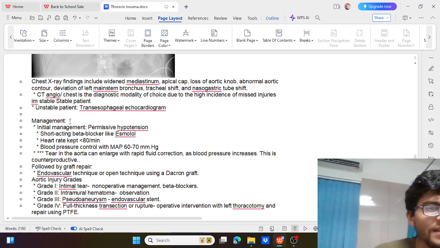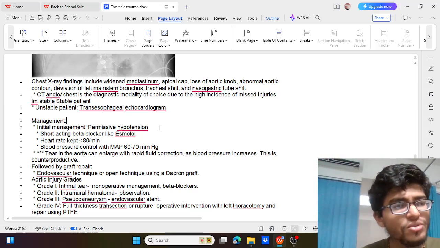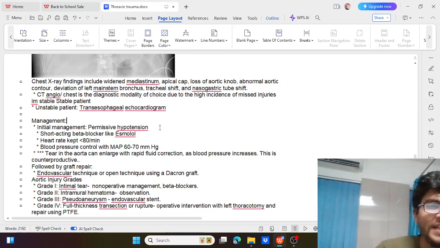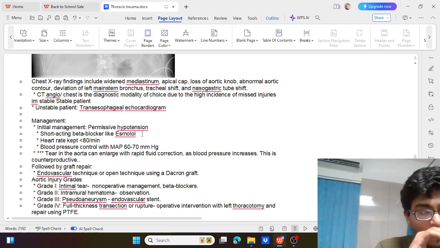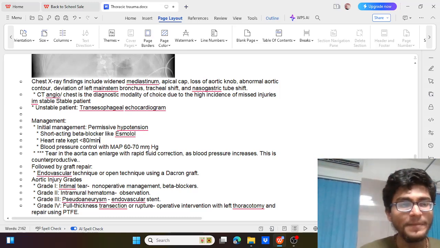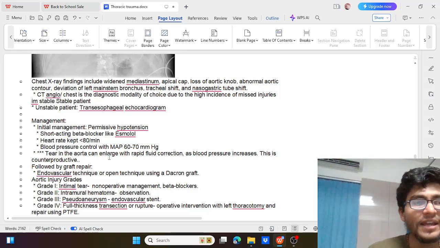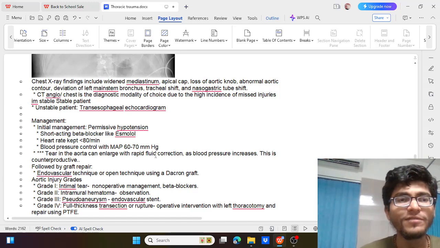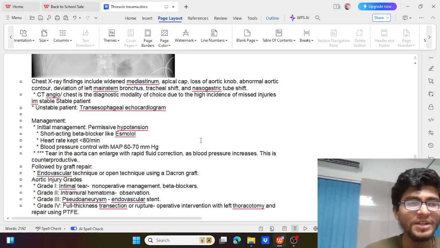Then how do we manage this? Initially we will go for permissive hypotension so that the blood pressure is not high, otherwise there will be more bleeding. So we have to be careful, maintain the BP on the slightly lower side, that is 90 to 100. Then we will give a short acting beta blocker so that the heart rate is controlled, kept below 80. Blood pressure is controlled with mean arterial pressure of 60 to 70, and the tear in the aorta can enlarge as the BP increases. So we have to be careful while giving fluids, and take care of permissive hypotension so that the bleeding does not increase.